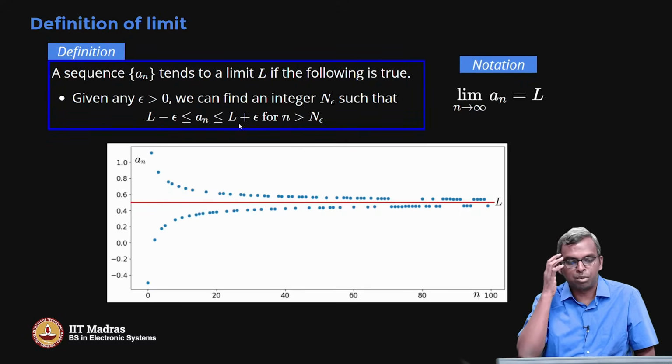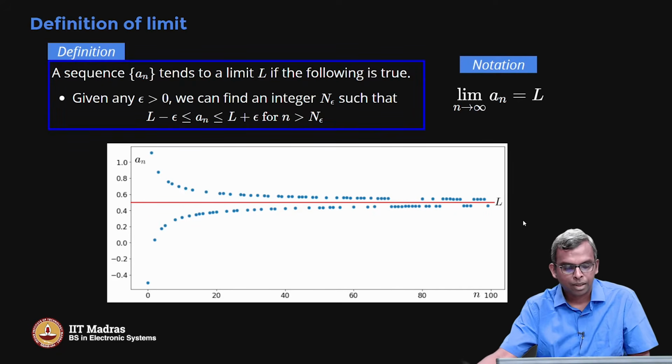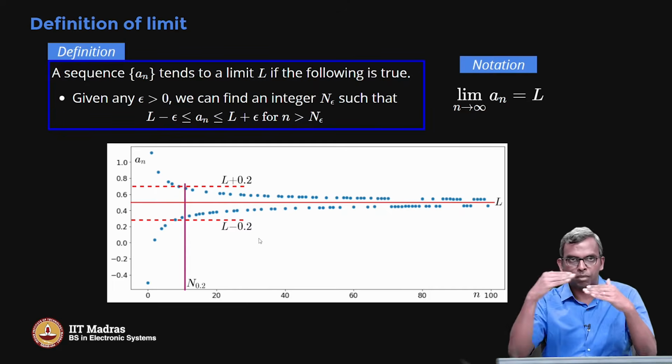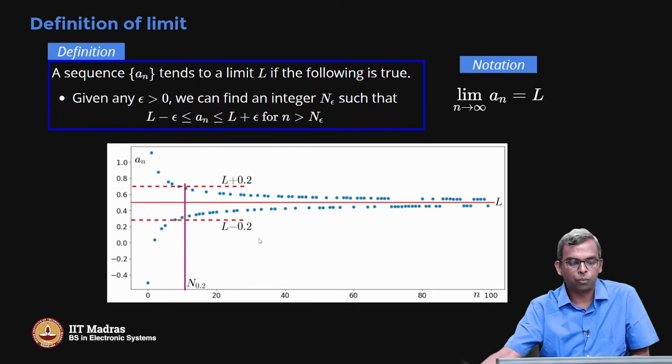So let me graphically capture this for you. I have my an versus n plot and I have my L, okay? Supposing this L were a limit, what should happen? If I give you epsilon as 0.2, I have this L line here and then I have L plus 0.2 on top, L minus 0.2 below that, okay? That's my sort of tolerance, the error that you can have. You have L, then L plus 0.2 above, L minus 0.2 below.